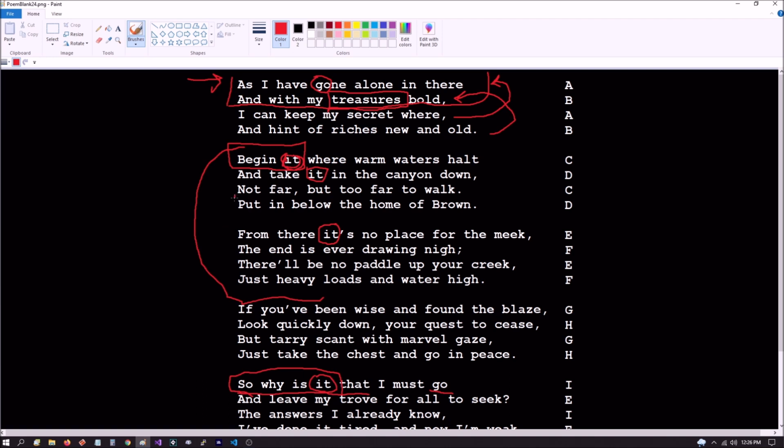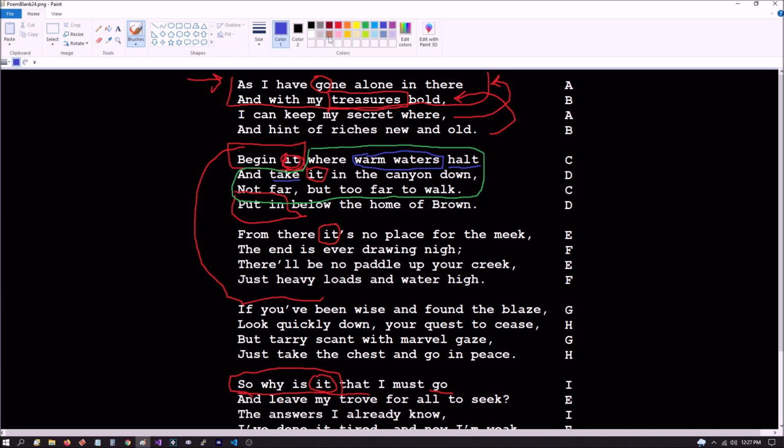And then down here, he's telling you to put in. All of this stuff from the where is explaining the starting reference point to where you're supposed to begin it. This verb halt and this other verb take are connected to warm waters. This is the subject to the verb halt and the verb take. So where the warm waters halt, then take it in the canyon down, not far but too far to walk. And that's why he's telling you to put in below the home of Brown.